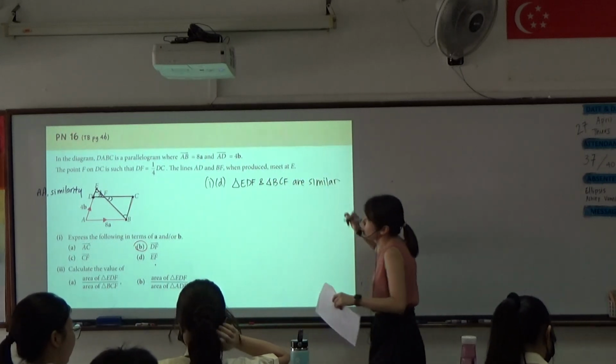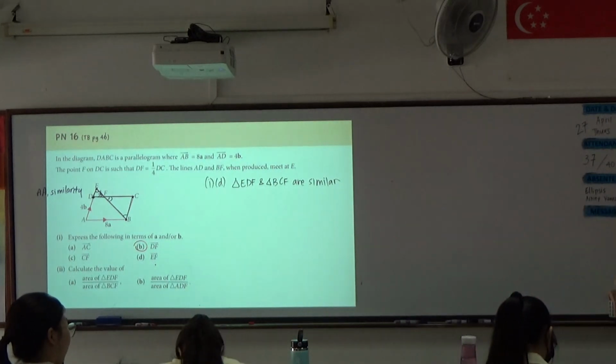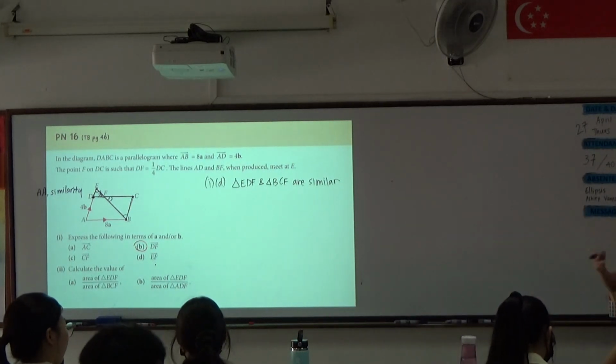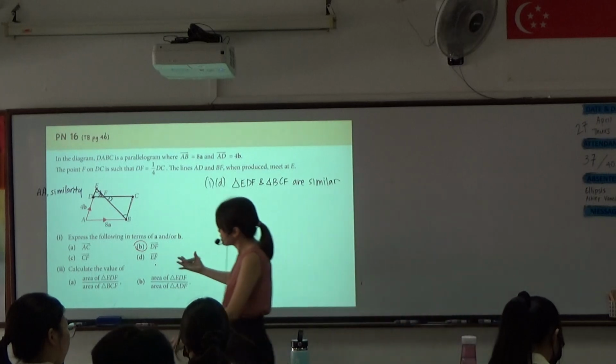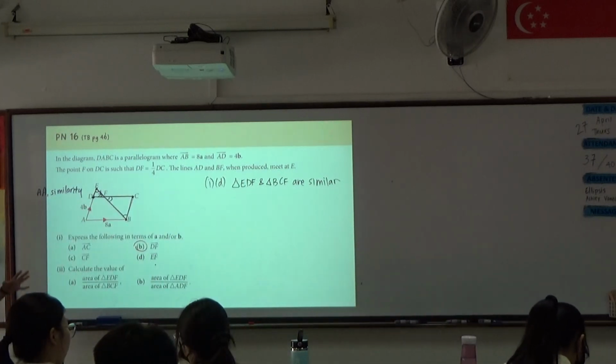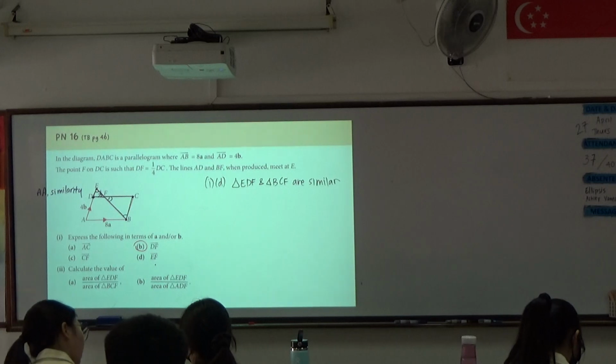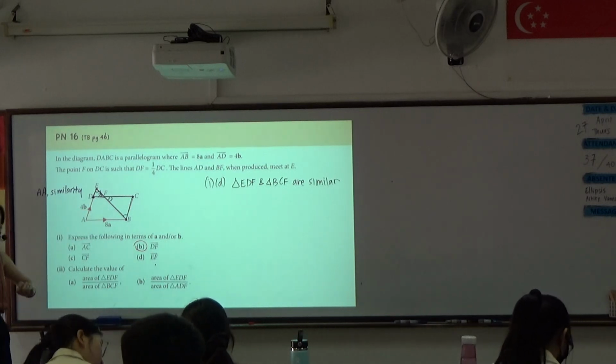Okay, very often when you need to make use of similar triangle property, you don't have to prove it. It is very obvious. Okay, maybe not obvious to you now lah. Okay, but as you practice more, it will become obvious to you to identify using AA similarity.